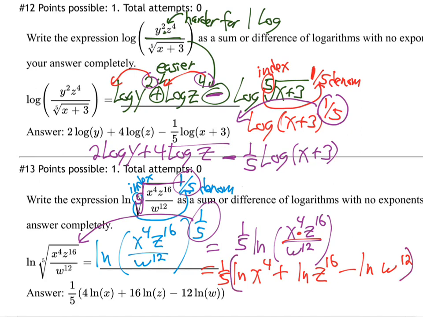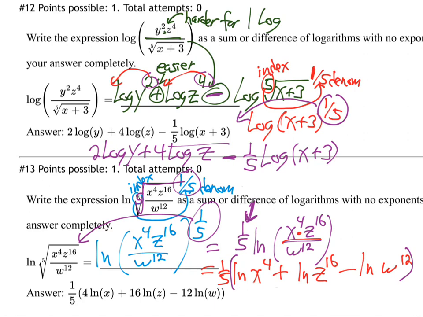Why? Because that 1/5 right here was in front of the whole natural log. Therefore, when the natural log breaks into 3 natural logs, that 1/5 has to be in front of everybody. So the parentheses put him in front of everybody. Rather than, there's no parentheses and he's only on the first part, only on the x to the 4th. That's not right. The 1/5 was in front of the whole log. So when the log breaks into 3, he's got to be in front of everybody.